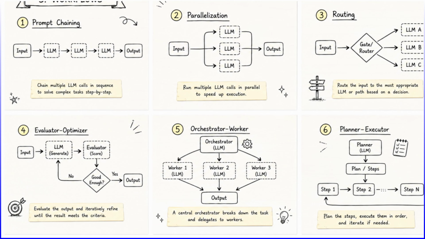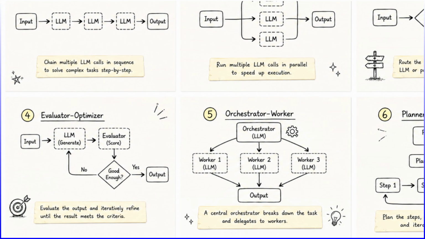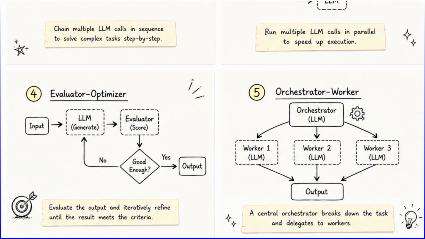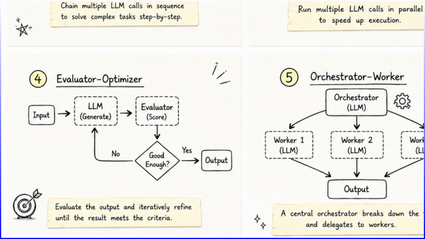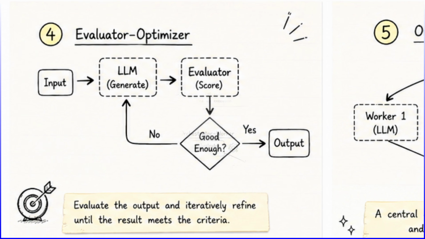Fifth, we have evaluator optimizer. One LLM generates content and another evaluates it and provides feedback. This iterative refinement is great for tasks with clear evaluation criteria, like writing an article that requires multiple reviews.